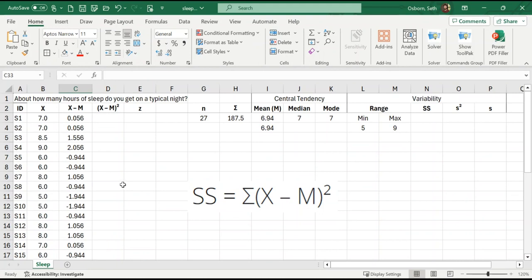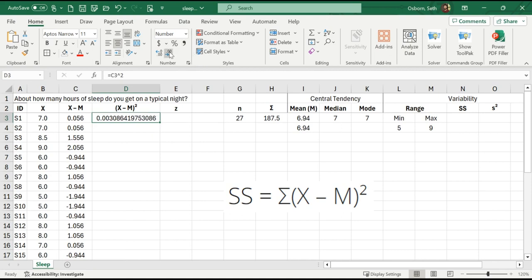standard deviation. So to get around this problem, we square our deviations before averaging them. To square them, you can say equals, select the deviation that you want to square, then you could multiply it times itself, or you could say it's equal to that value raised to the second power, so up caret 2.